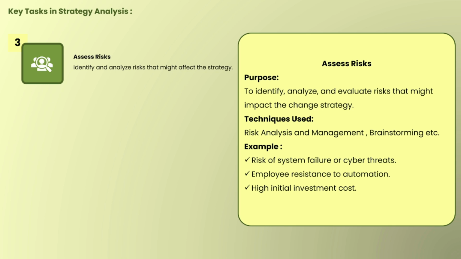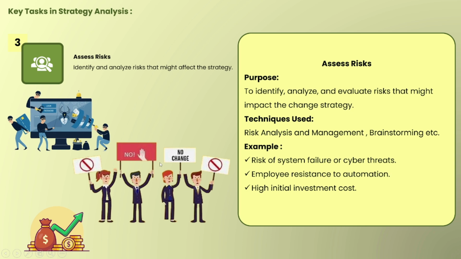Well, apart from the risks which we have identified, there are other risks also. With respect to the loan management system, let us consider these: risk of system failure or cyber threats, then employee resistance to automation. There are some employees who don't want change. They want whatever is going on, it's fine; we don't want to change our system. Then high initial investment cost. If you are investing too much money into it, whether you will get the return in that form is also a risk. So in this way we have to identify these risks, then analyze and evaluate as well.